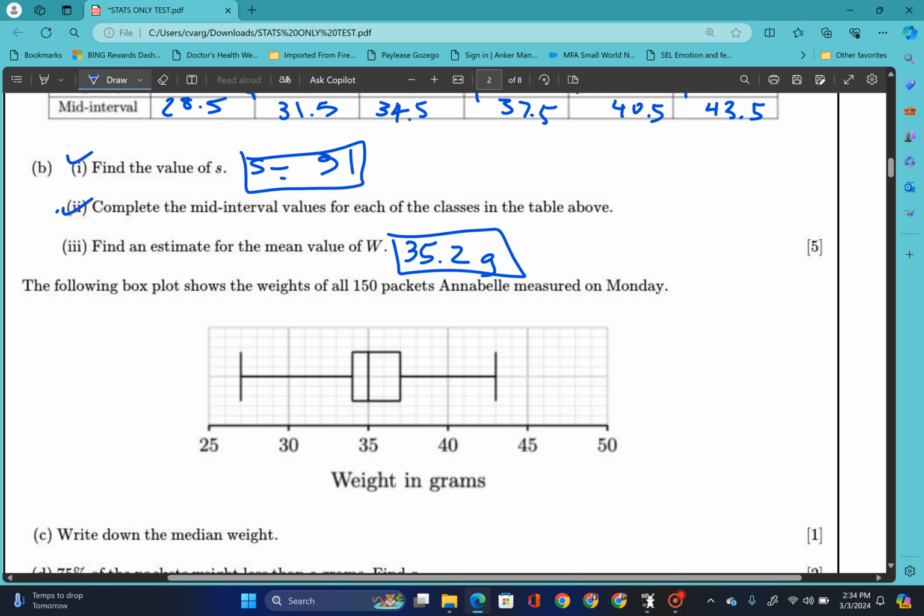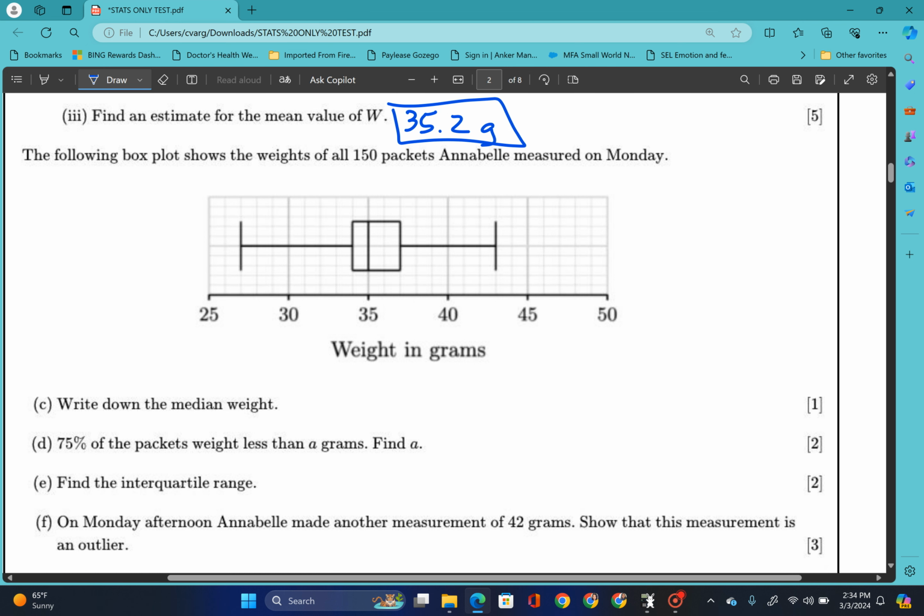All right. Next thing it tells us is we're going to write down the median weight. So now they're giving us the box and whisker plot, and we have to find the median, right? So the median is, remember, the line in the middle of the box, and that is going to be 35. So the median is 35 grams. Okay. That's just literally writing it down. That's only 1 point.